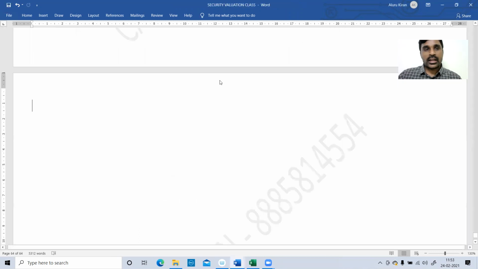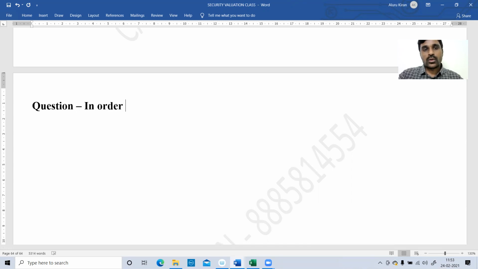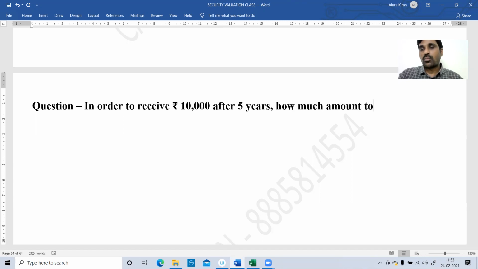I'll write it for your clarity. So what is the question? The question is, in order to receive rupees 10,000 after 5 years, how much amount is to be invested today? This is the question. That is the concept. Okay, right.